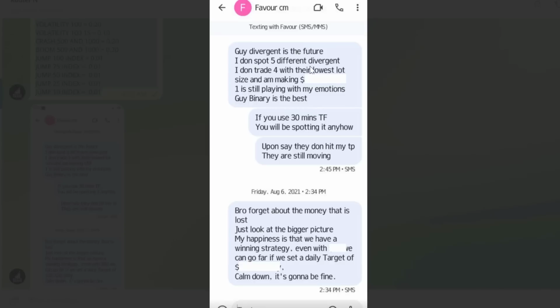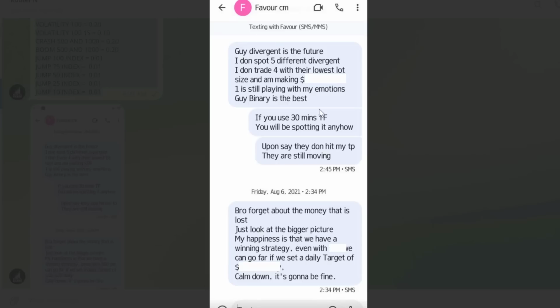So this was the message I sent to him. I think this was 2019. His name is Favor, right? This is his name. So CM means cosmate. It was my cosmate. So I said, guy, divergence is the future. Okay, then I was trading a strategy called divergence. That was, I think, 2019.